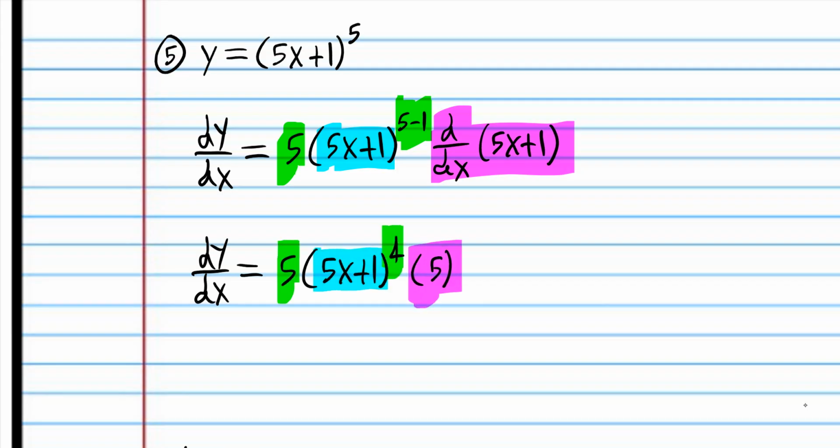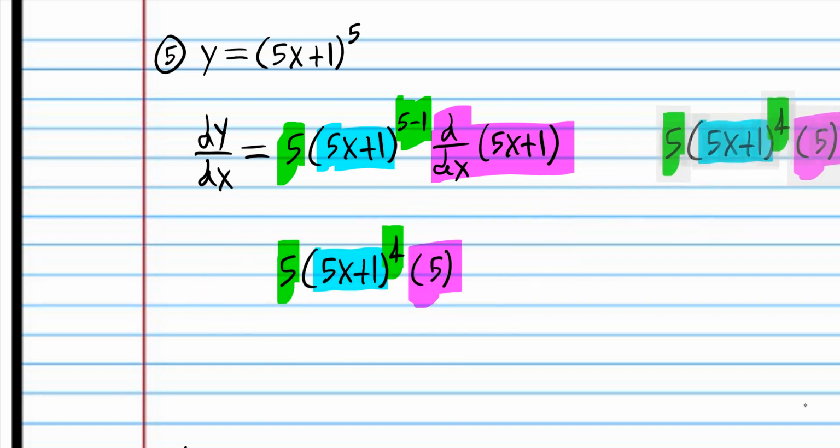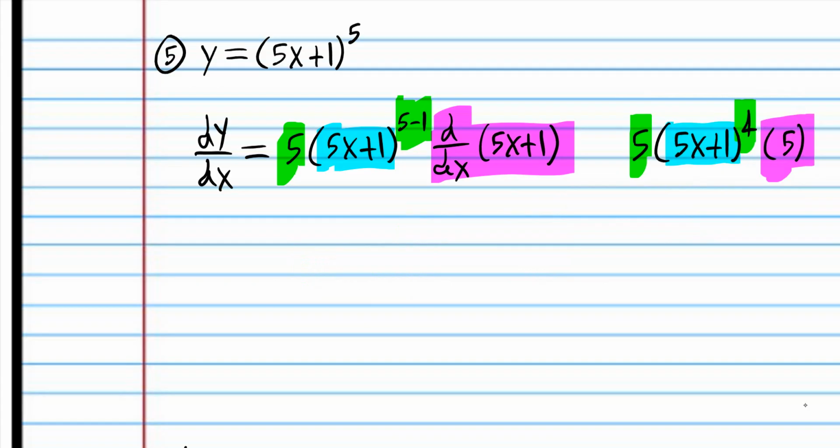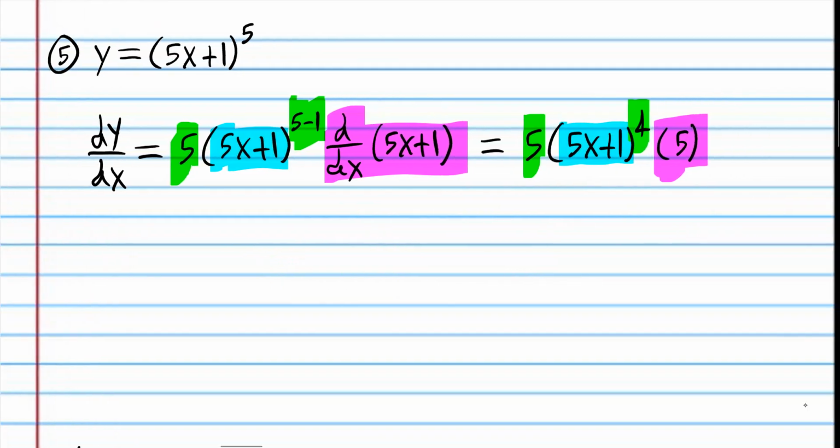Okay, so obviously you don't have to use highlighters when you do this. I'm going to put this over here. So now we can simplify, and we have 25 times 5x plus 1 to the 4th power.